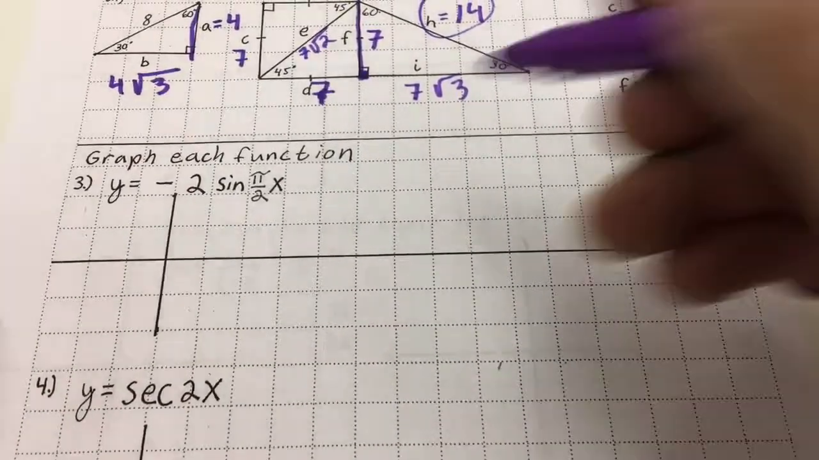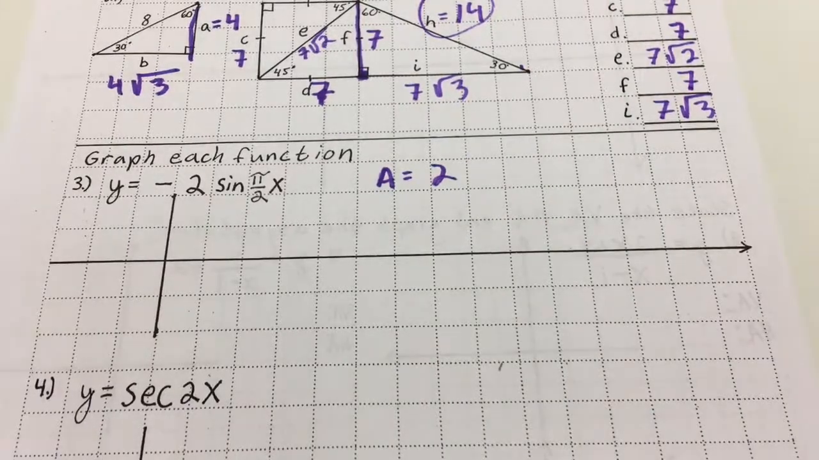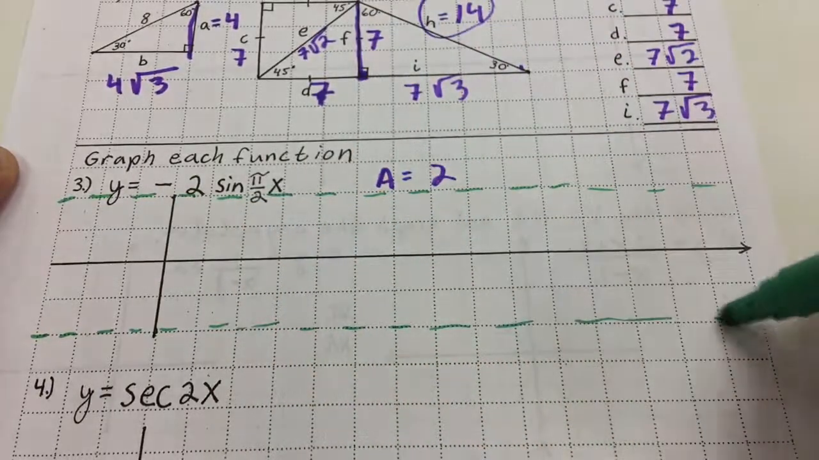Review of sine and cosine. So I need my amplitude, and my amplitude is going to be the absolute value of negative 2, so it's just going to be 2. What that means is I go up 2 and down 2 from the origin and draw a sort of boundary, kind of a horizontal asymptote at y equals 2 and y equals negative 2.